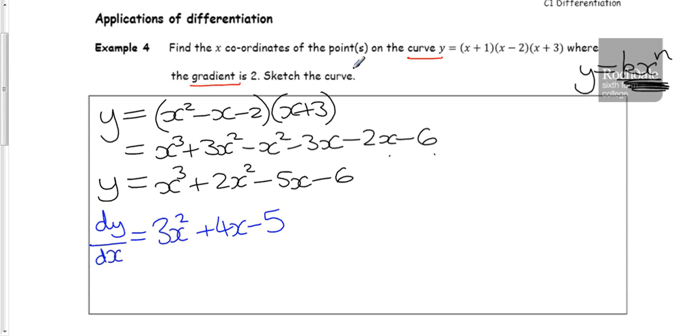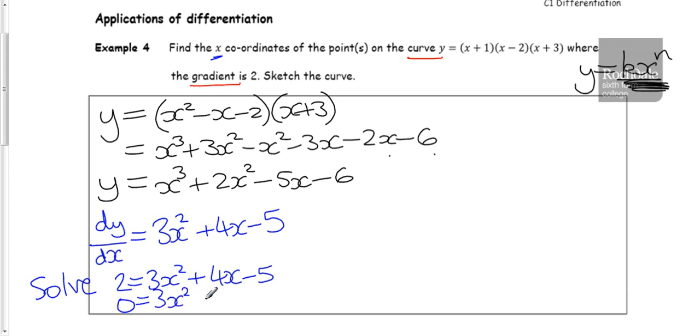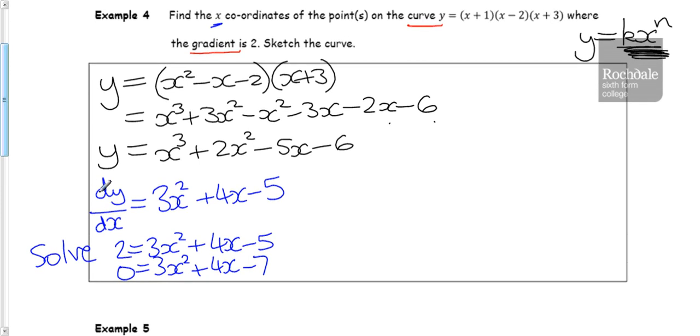So now I'm going to find the points, or rather the x-coordinates, of the points on the curve where the gradient is 2. So now I need to solve where does dy by dx equal 2. So 3x squared plus 4x minus 5 equaling 2. This is clearly a quadratic equation, so we must make it equal 0, and then factorize if it will factorize. If it doesn't, we could use the quadratic formula. This one does factorize.